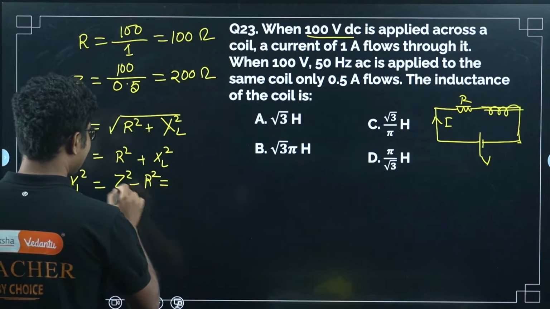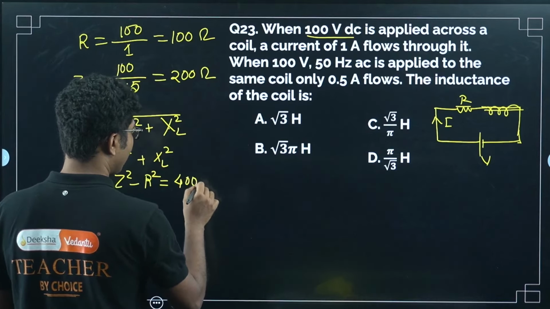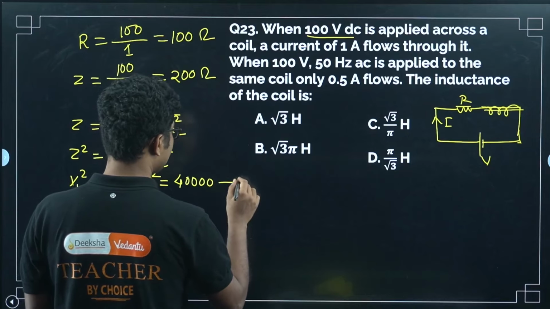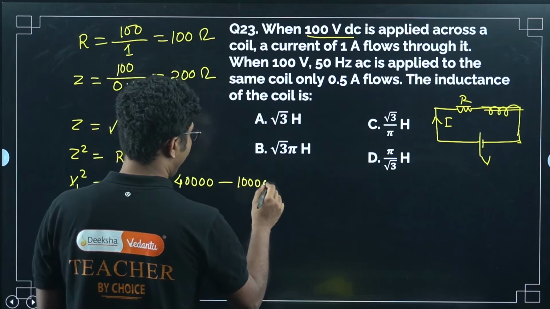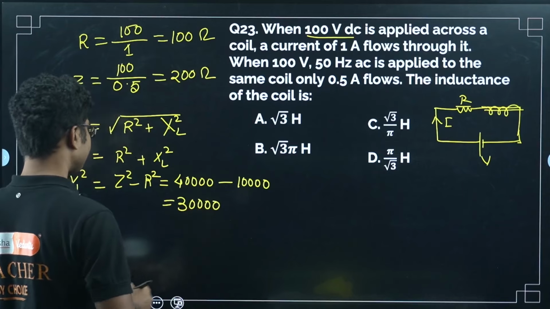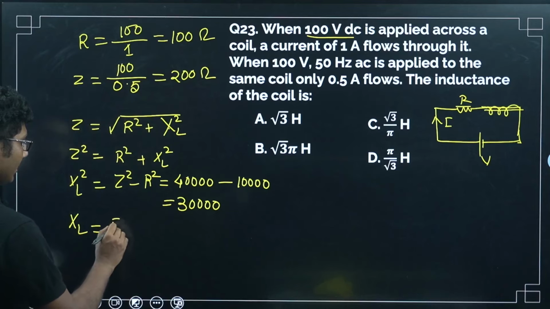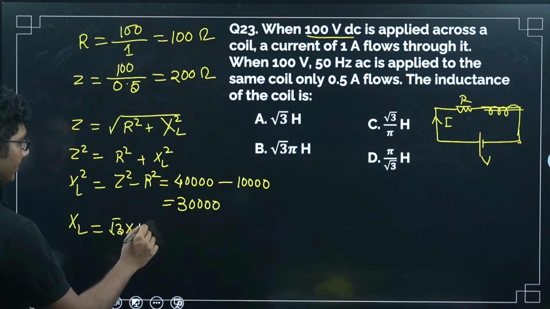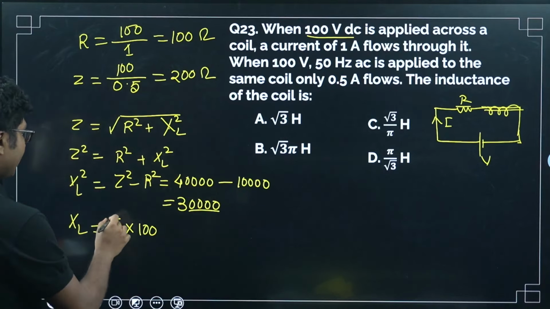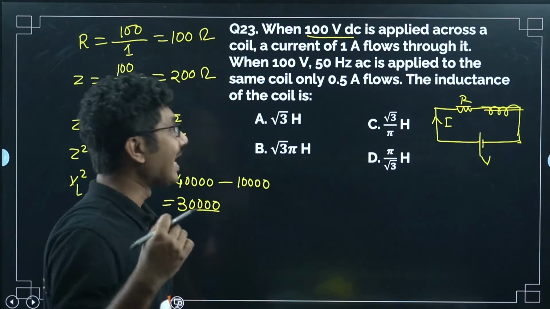Now what is Z? Z is 200, that squared is 40000, minus 100 squared, that is 10000, gives 30000. So XL is root 3 times 100. But that is not the case, we have to find the value of the inductance.